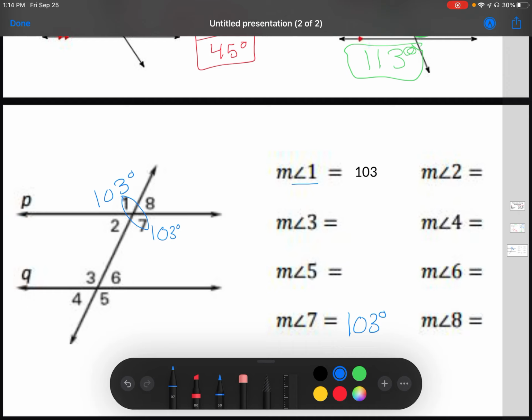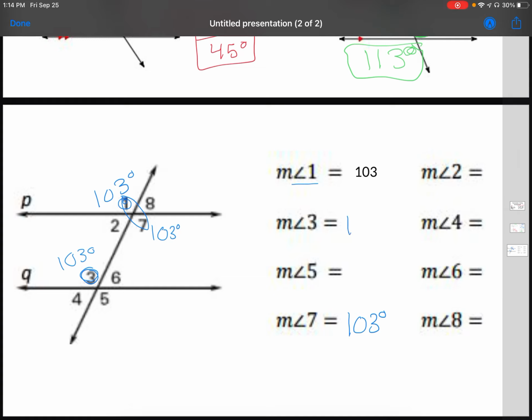Right? And then going down to the next group, the bottom there, I know that corresponding angles are in the same spot, which means 3 and 1 have to be the same. They're corresponding angles. So the number 3 is 103 degrees. And then 5 is vertical with 3, so 5 is 103 degrees. Right, so we get those for there.